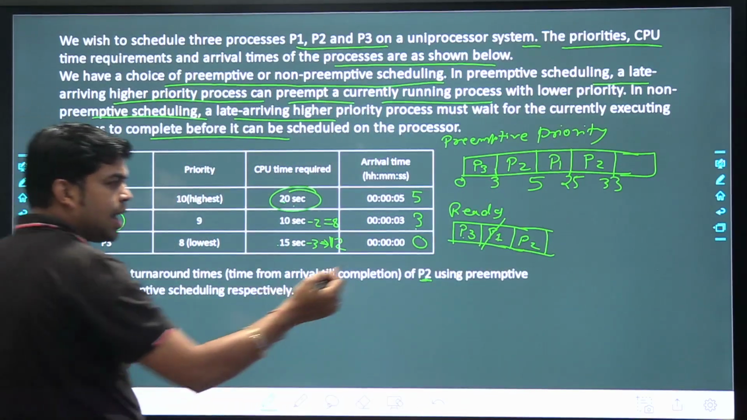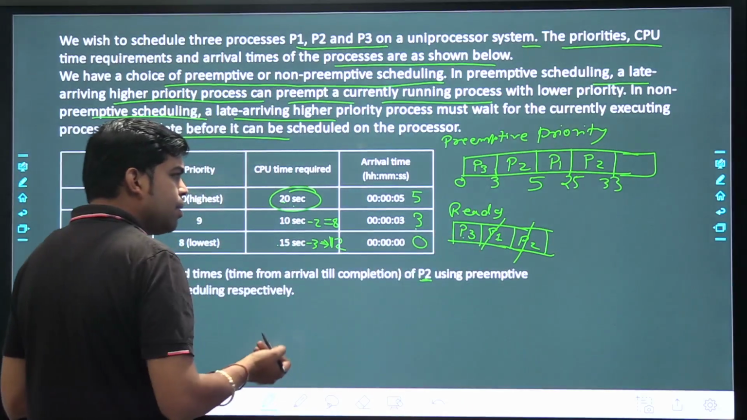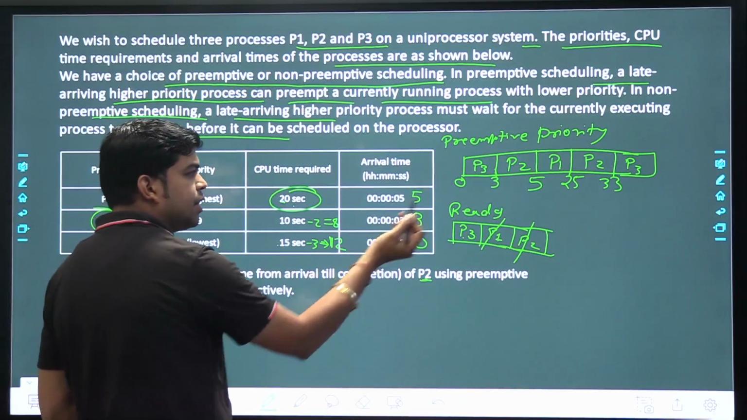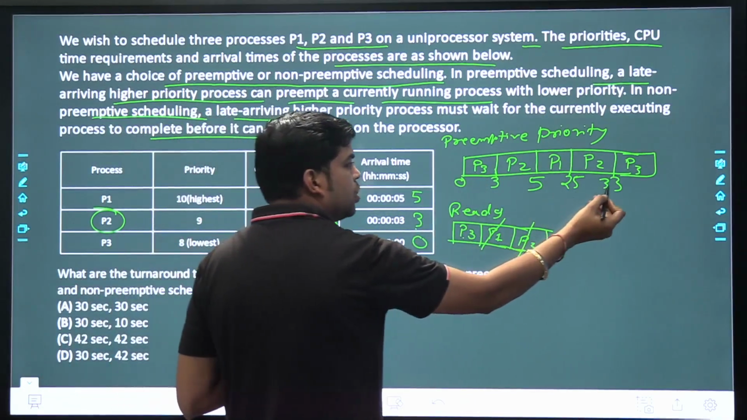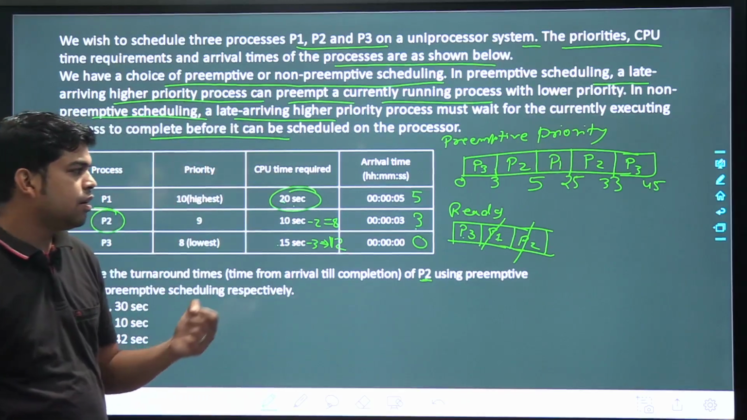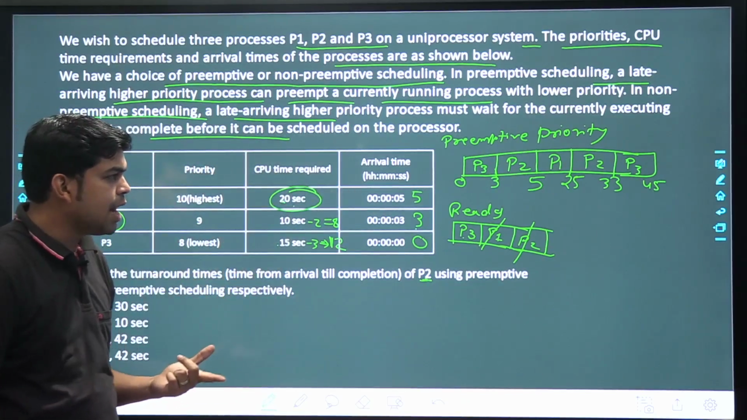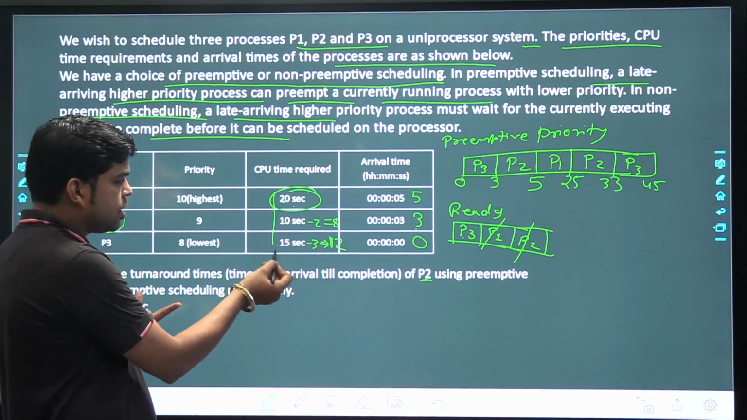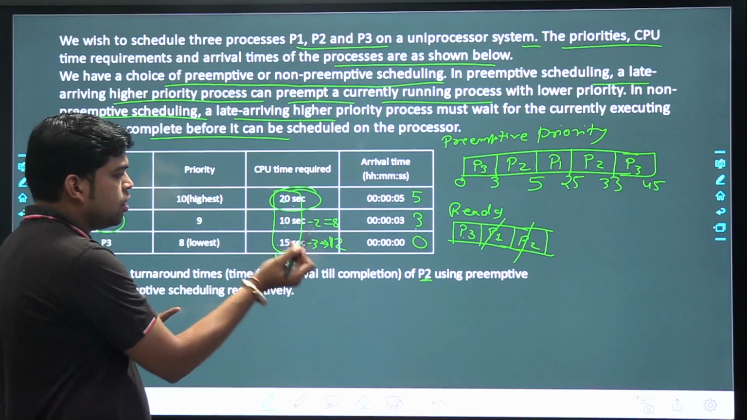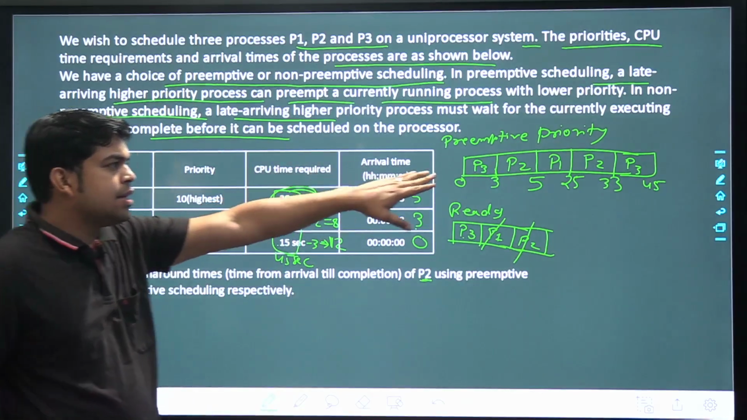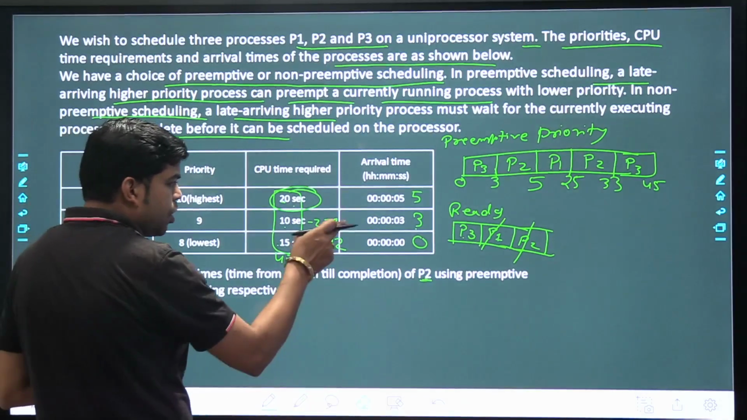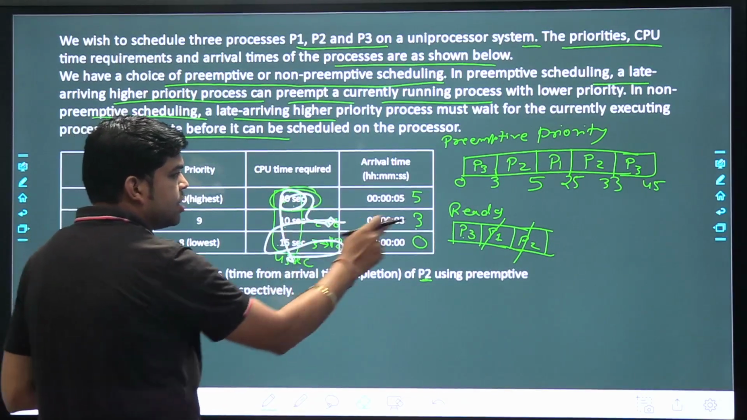Now after that only P3 is available, we execute P3. So remaining time of P3 is 12, already 3 units executed. So that is 33 plus 12 is 45. So we can say that at 45 all processes will be executed. So you can add all these three times, 20 plus 10 plus 15, that is 45 seconds. Got it? So that is the preemptive priority technique. According to preemptive priority technique, that is the Gantt chart.